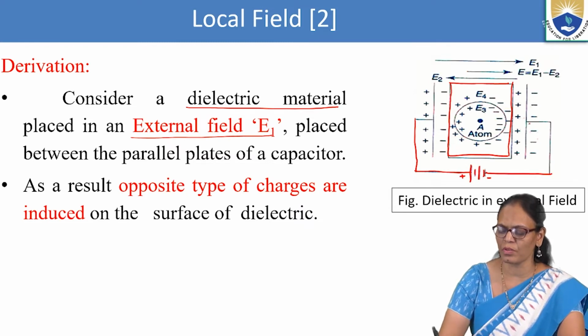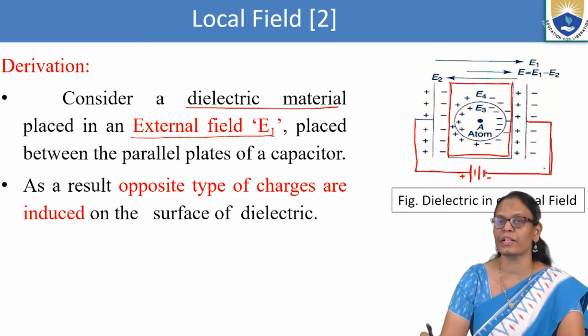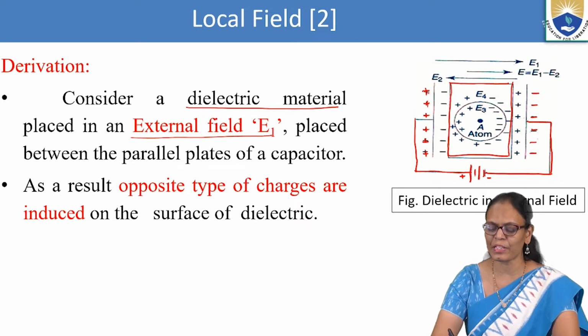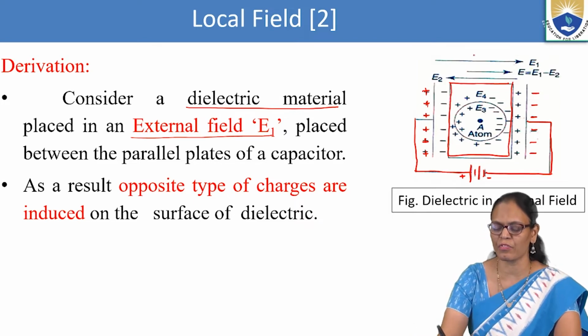So this is how the electric field is. When I connect this plate to positive and this plate to negative, it is very important to understand how the charges get oriented. Now, how will the field be? The applied external field will always be from positive to negative. So I am calling this E1.